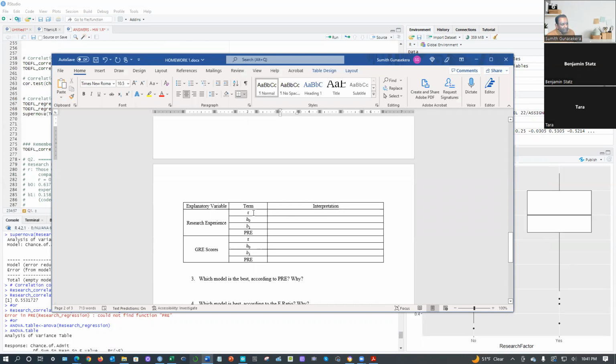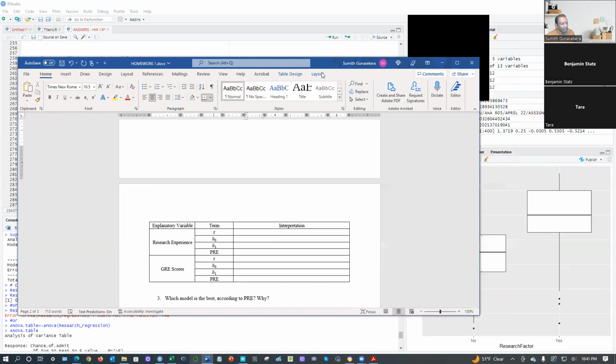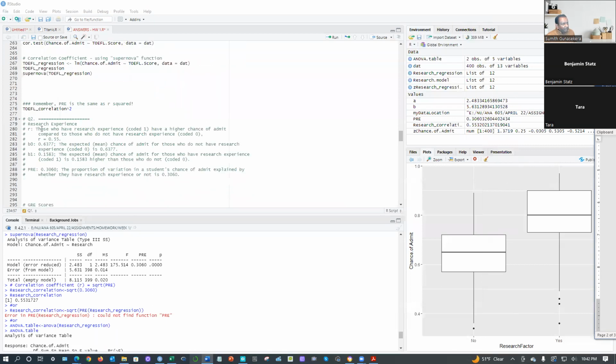Interpretation of R for research experience. Let's say R is 0.5532. How do you explain it? You can say those who have research experience, coded 1, have a higher chance of admit compared to those who do not. How strong is it? 0.5 to 0.55. You can't say negatively or positively correlated. Looking at our ranges, between 0.30 and 0.70, it's mildly correlated.